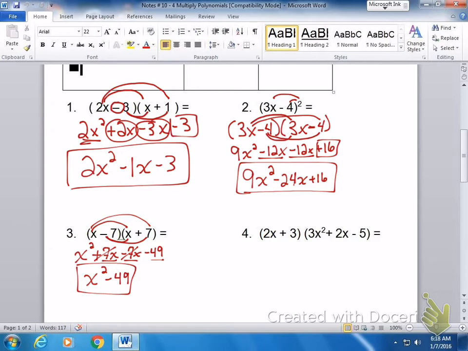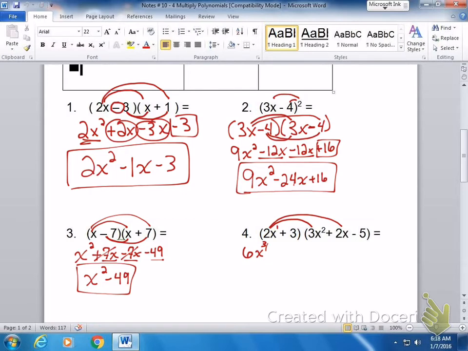Now number 4 looks a lot worse, but it's really not that bad, guys. You're just going to have to distribute to another term in the second set of parentheses. So I have 2x plus 3 times 3x squared plus 2x minus 5. So let's start with the 2x in the first parentheses and start distributing across. So 2x times 3x squared, 2 times 3 is 6. X to the first times x squared is x to the third. Let's distribute to the next one.